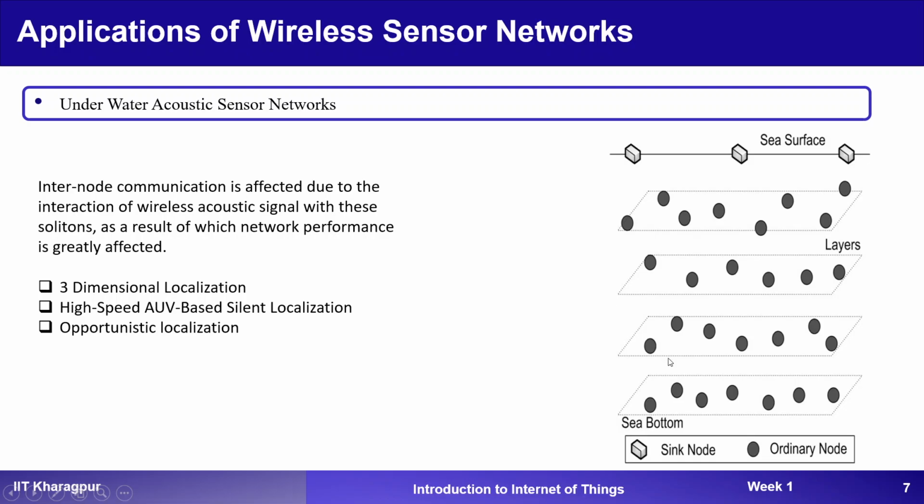So in order to detect some movements in the ocean, or to track objects in the ocean, there are different types of algorithms which can be used. These algorithms are discussed in your lectures. First one is three-dimensional localization. Second one is high-speed AUV based silent localization, and third one is opportunistic localization.